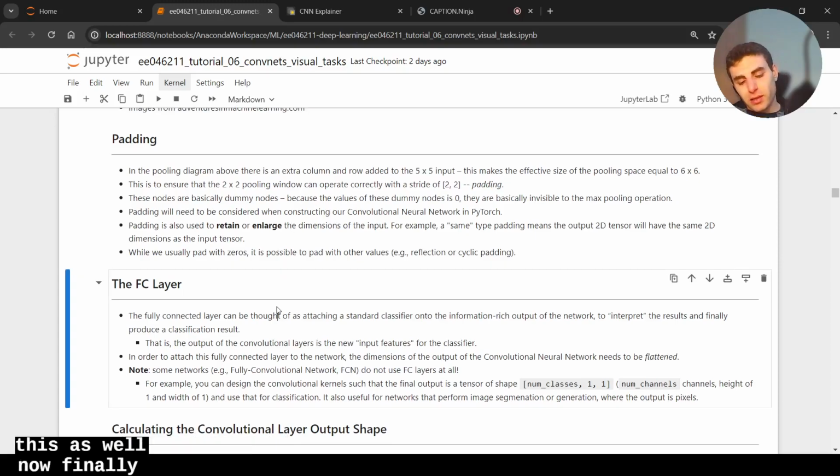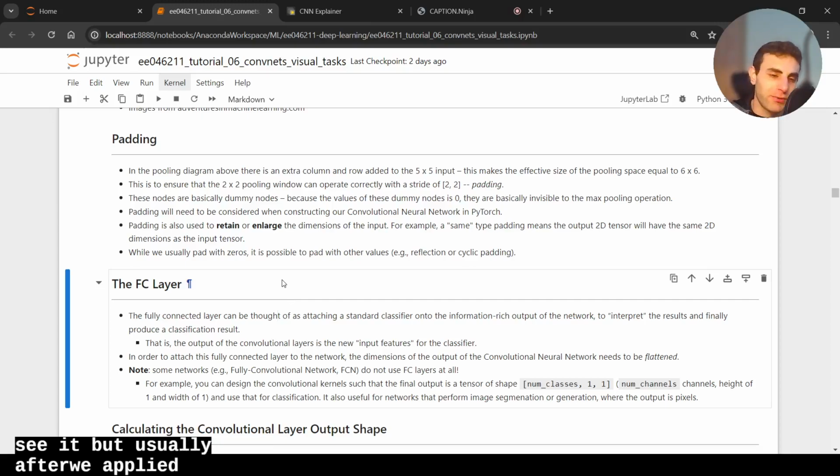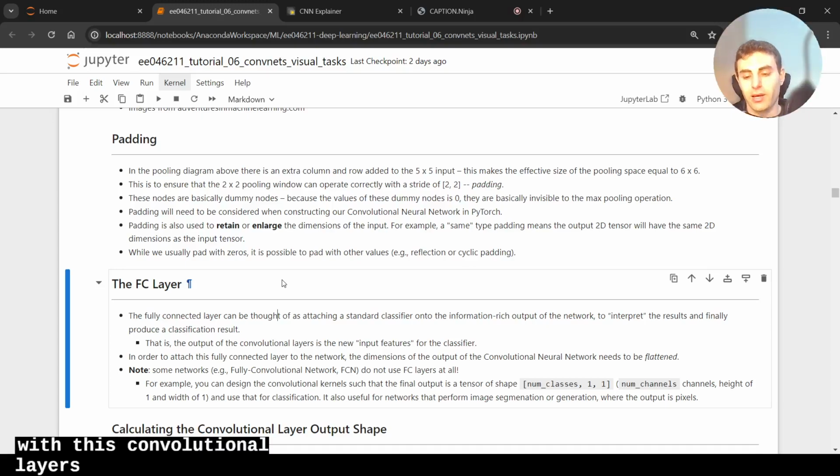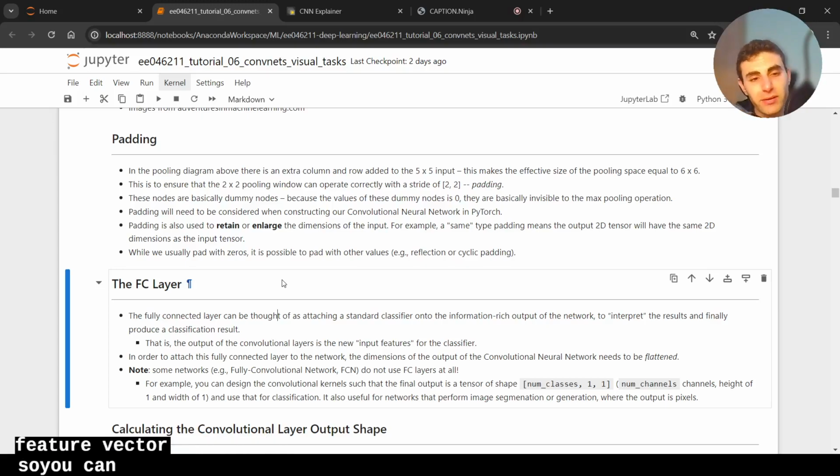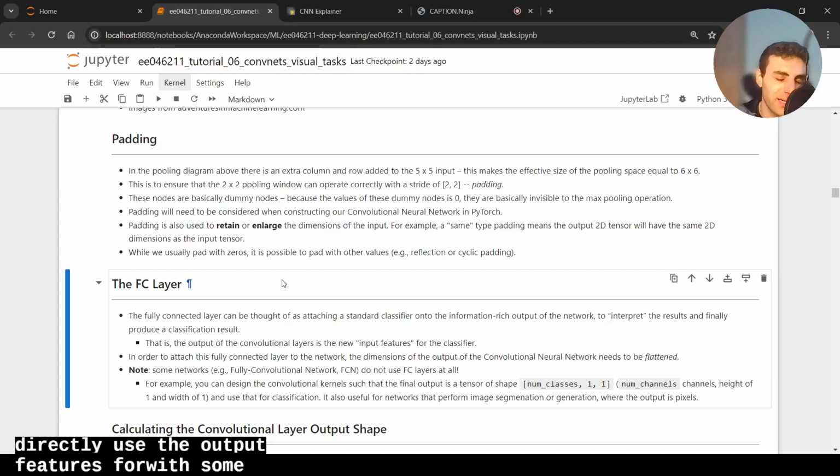Now, finally, sometimes you won't see it, but usually after we applied and extracted features with these convolutional layers, we have a couple of options what to do with it in order to classify the final feature vector. So you can actually directly use the output features with some classic classifier. So we can, for example, learn SVM or logistic regression, but we usually don't do that.